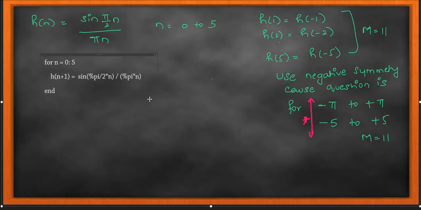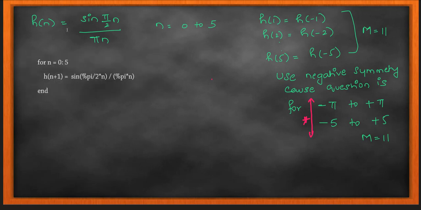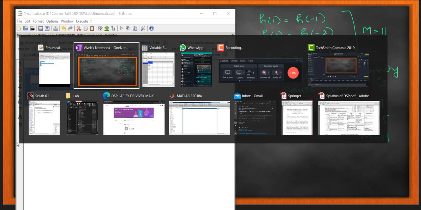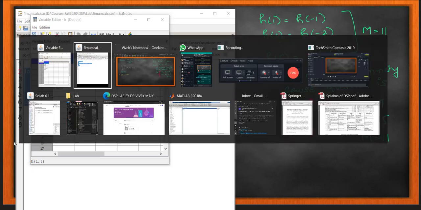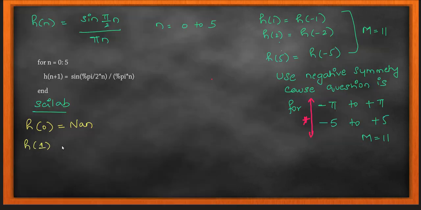And now I want to find the values for h of n from n equal to 0 to pi. What I have written here is a small program from Scilab. So we are having Scilab for DSP. For your exam, you need to use your scientific calculator, but here I am just doing my Scilab program. I'm just computing sine pi by 2 n divided by pi n in Scilab, and I'm writing the answers here for you to see.